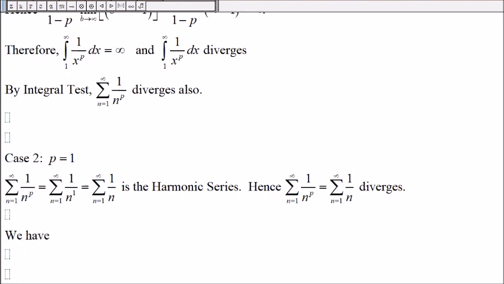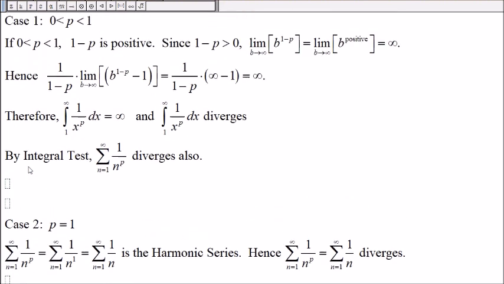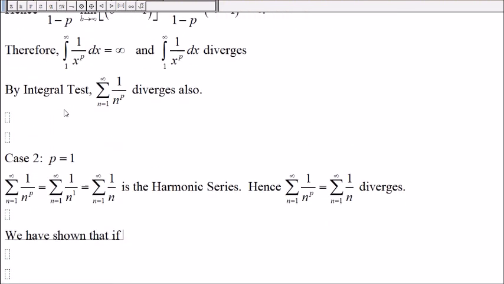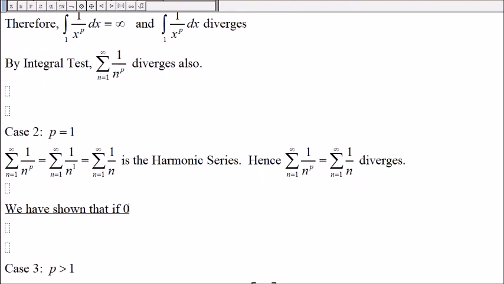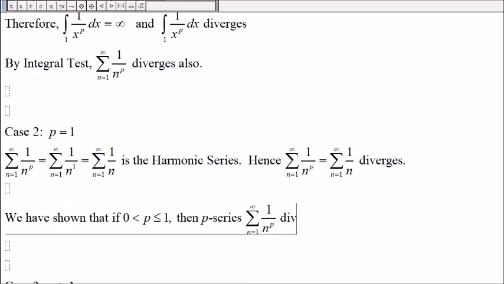So we have shown so far that if p is between 0 and 1, including 1, then the p-series, once again, this is called the p-series, diverges.